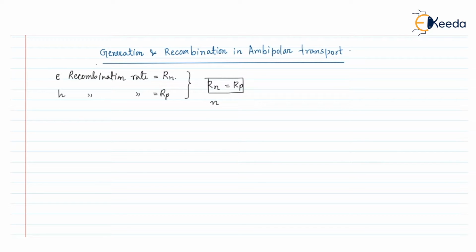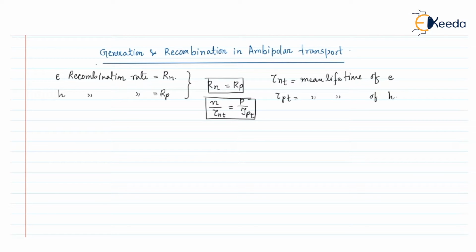So we can say that Rn is equal to Rp, and we know that the Rn value is equal to the electron concentration, n, divided by tau n0, which is equal to p by tau p0, where tau n0 is the mean lifetime of the electron, and tau p0 is the mean lifetime of holes. We have already seen this in the previous lecture.